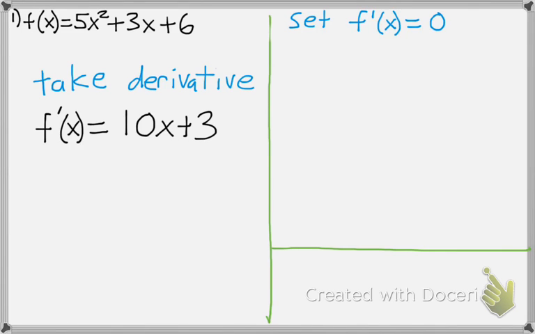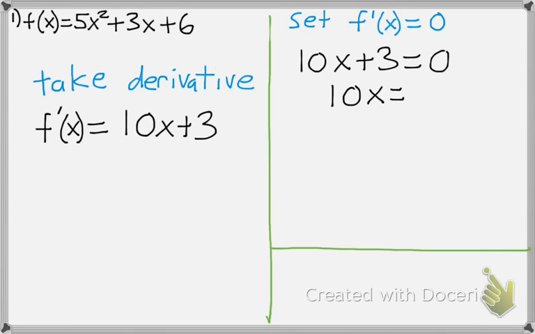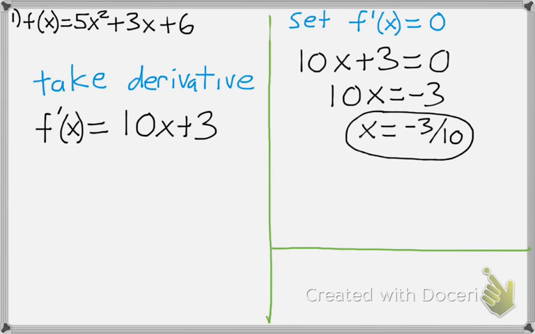So then our next step is going to be to set this derivative equal to 0 and solve. So 10x plus 3 is equal to 0. And then if we subtract 3 from both sides, 10x is going to be equal to negative 3. And then if we divide both sides by 10, then x is equal to negative 3 over 10. So this would be our critical number for this problem.